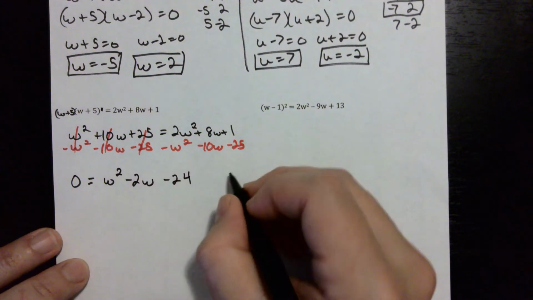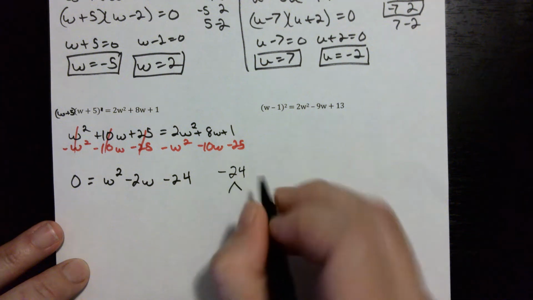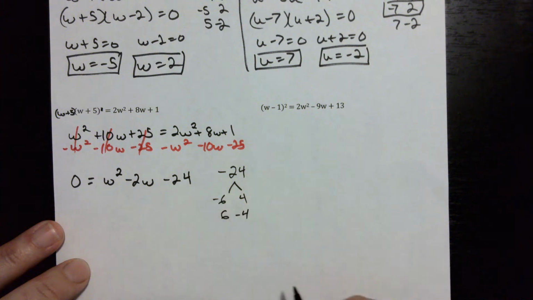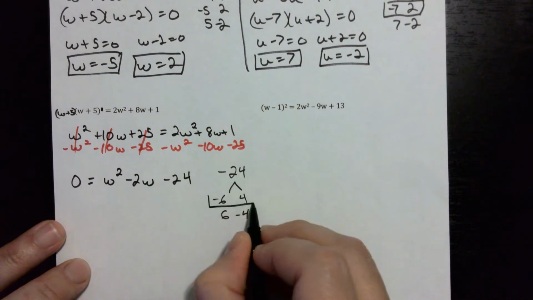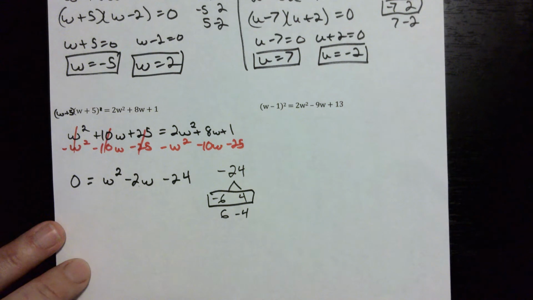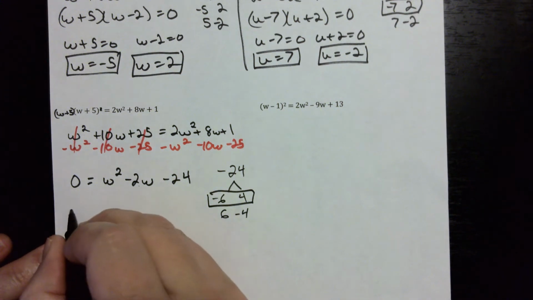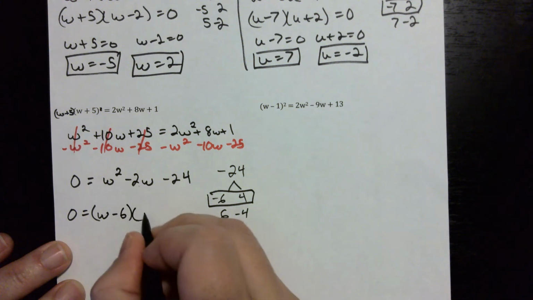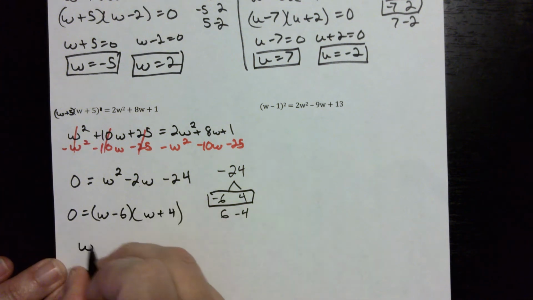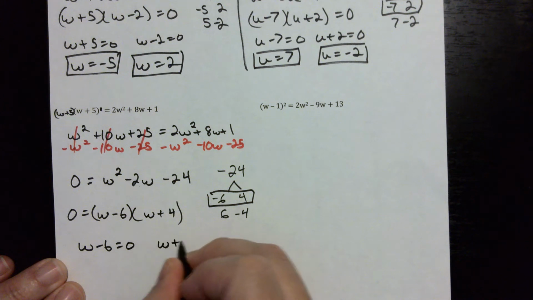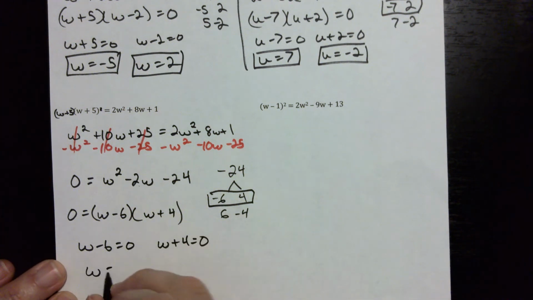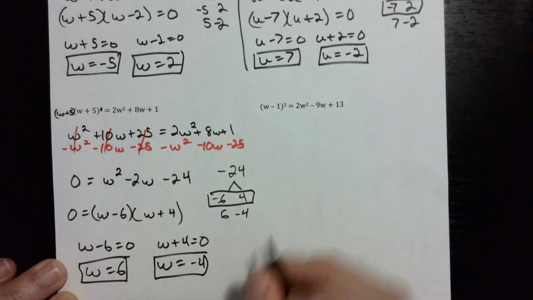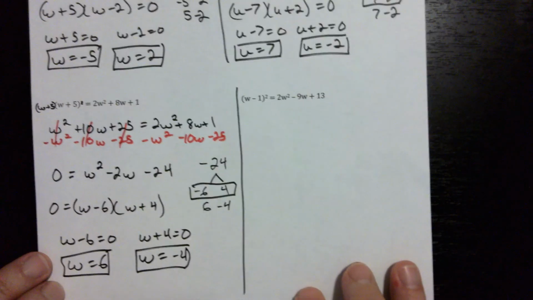Okay, so two numbers that multiply to get negative 24, but add to get negative 2. It's going to be some variation of 6 and 4. Looks like it needs to be negative 6, positive 4, so that we can get that middle term of negative 2. So 0 equals (w minus 6)(w plus 4). We set those equal to 0 and solve. And we get w is equal to 6 and w is equal to negative 4. Okay, last one.